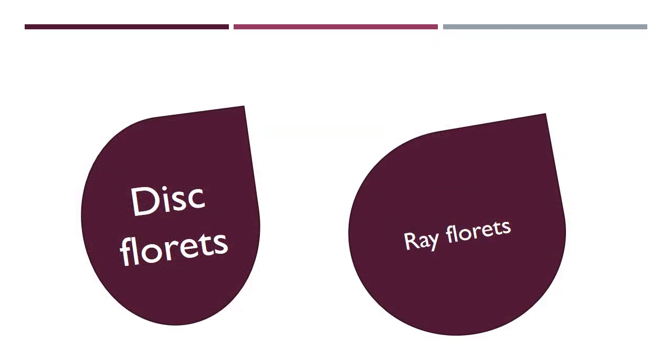Florets are the small flowers in the head. Two types of florets are there: one is disc florets and another is ray florets. Disc florets are at the center of the head and are tubular. That is the disc floret, which is also a bisexual flower. Ray florets are found at the margin of the head. This is the major difference between disc florets and ray florets.